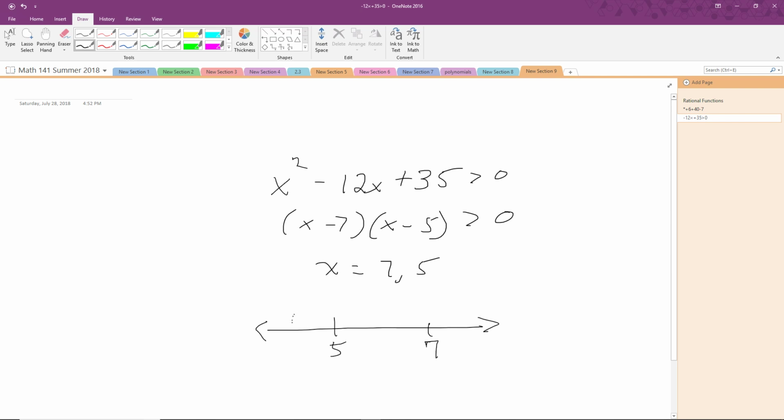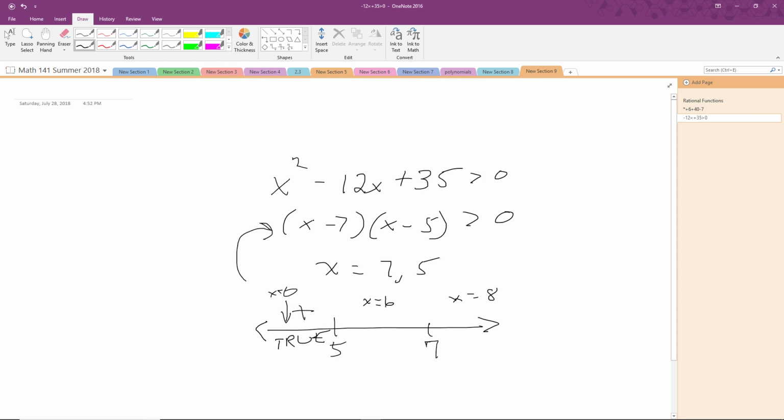So my test points will be 0, 6, and then 8. And let's see what happens when I plug these values in. If I plug in 0, I'm going to have a negative number and another negative number. A negative times a negative is positive. So it turns out to be true. It satisfies the inequality. It's positive.